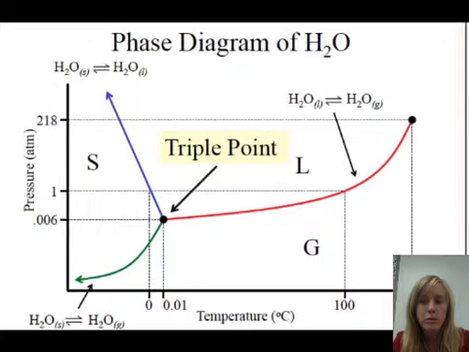For water, the triple point occurs at 0.006 atmospheres and 0.0098 degrees Celsius. This occurs because both ice and liquid water have identical vapor pressures at this point. The triple point is the only condition of pressure and temperature where a substance can exist as a solid, liquid, and gas. The 3 phases maintain a state of equilibrium with one another.